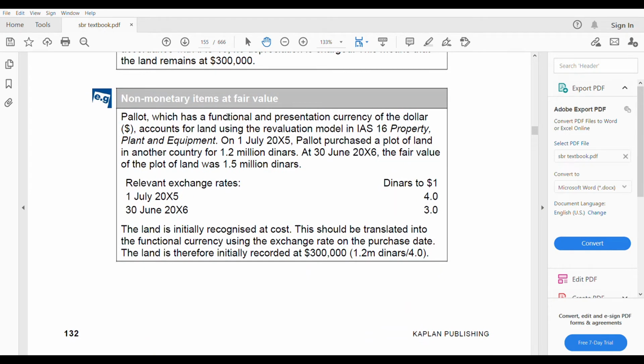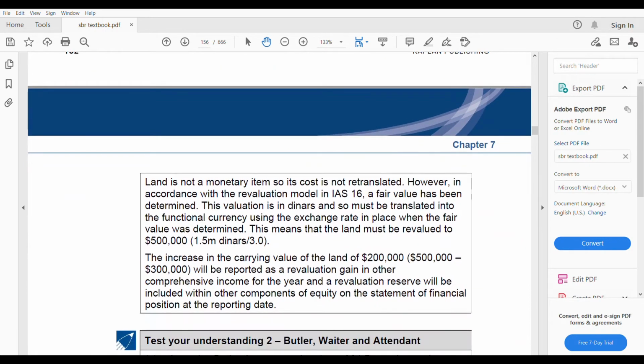Okay, so it is the same question only, but here the fair value was 1.5. At the end they have added this one line. Now, so initially land is recognized at cost as before, even with fair value. This should be translated in the functional currency using the exchange rate on the purchase date. Okay, so it's 300,000 only because you have purchased at that date. But later this part will change, because land is not monetary, so it's not retranslated.